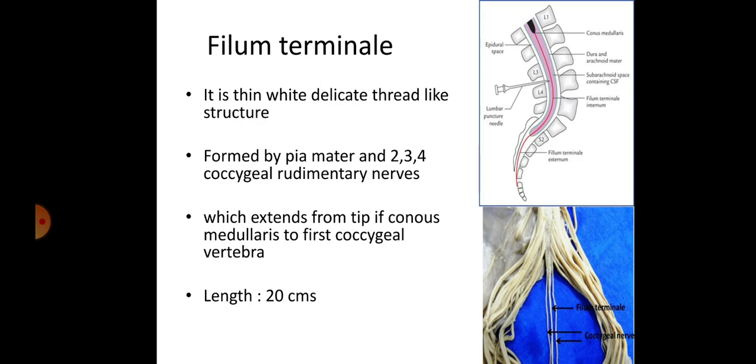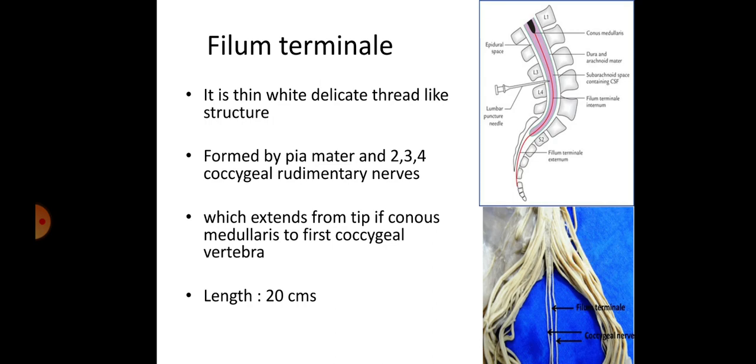So what is this filum terminale? See, filum terminale is a thin, white, delicate thread-like structure which is formed by the pia mater and the second, third and fourth coccygeal rudimentary nerves. Joined together they form one filament. This filament extends from the conus medullaris to the first coccygeal vertebra. Approximately it is 20 centimeters long.